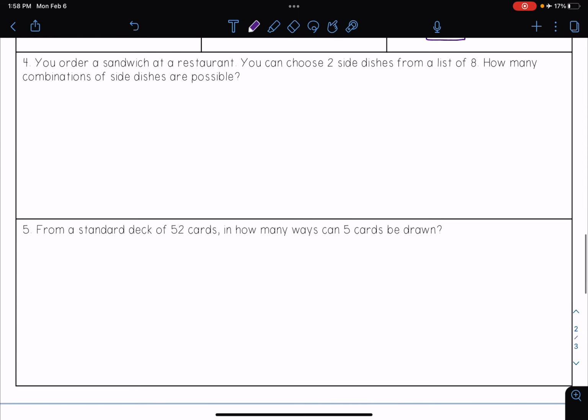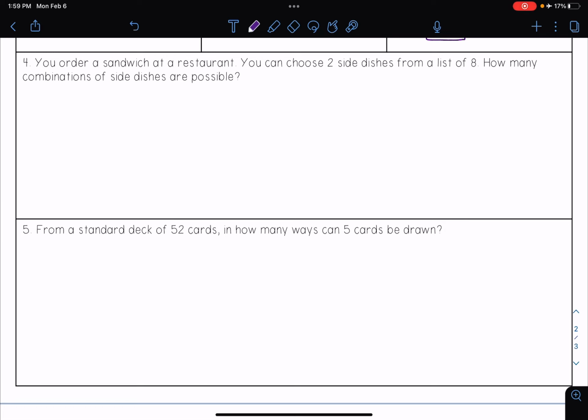Okay, now let's look at a couple of word problems. So here it says you order a sandwich at a restaurant. You can choose 2 sides from a list of 8. How many combinations of side dishes are possible? So first, looking at this, I know it's a combination because we're just choosing 2 side dishes from a list of 8. It doesn't matter what order I'm choosing those 2 side dishes. At the end, I'm just getting those 2 sides when I get my sandwich at this restaurant. So I know this is a combination.